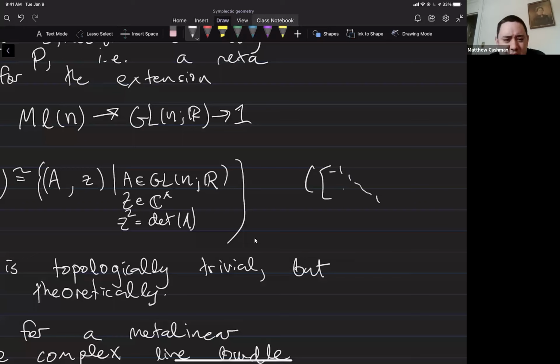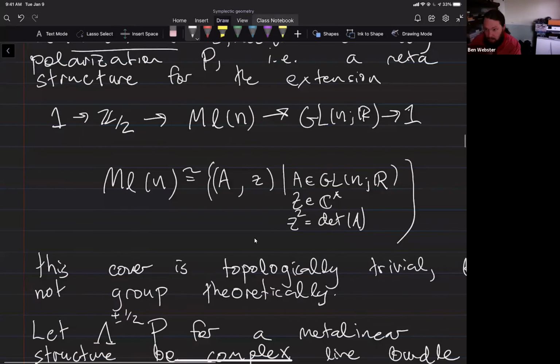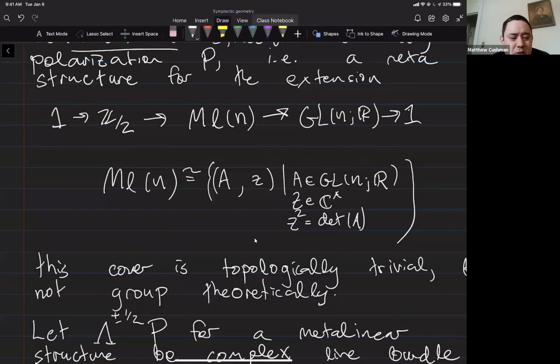Does the maximal compact of this end up being spin^c by any chance? No, it can't be. Okay. Right, because it's not topologically... Oh, because it's just going to be O. It's just going to be O. But the maximal compact of this is exactly the same thing, but write A in O(n, R). Sort of reminds me of spin^c.